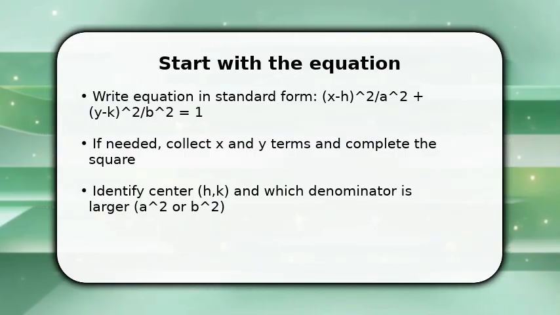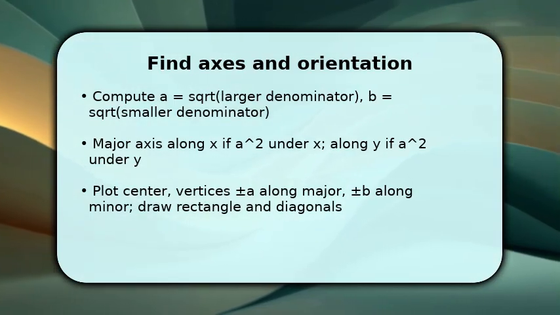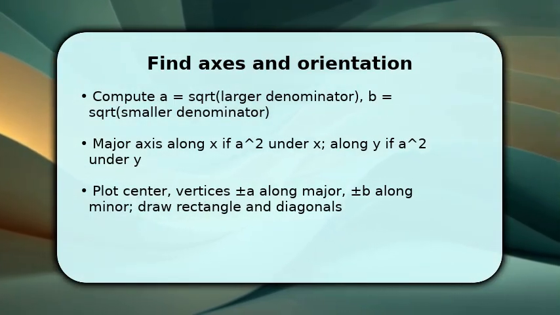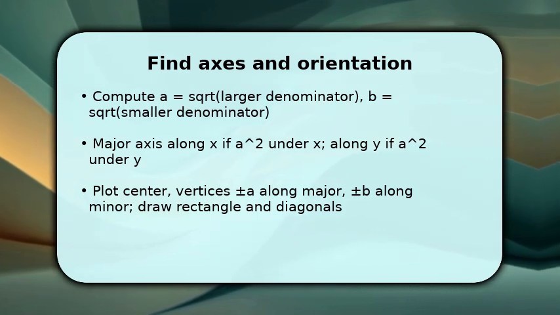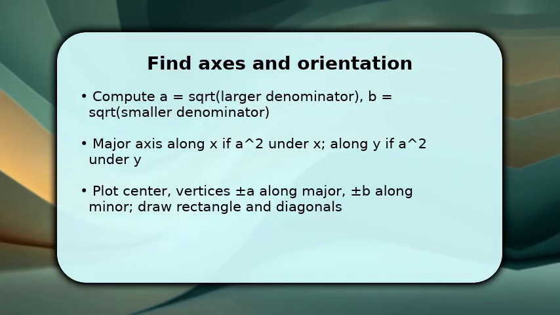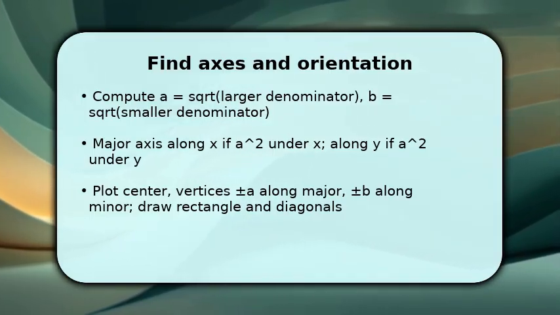Note which denominator is larger because that determines the major axis direction. Next, calculate a and b by taking square roots of the larger and smaller denominators. A corresponds to the major radius. Once done, determine orientation. If a² sits under the x term, the major axis is horizontal. If under y, it is vertical.